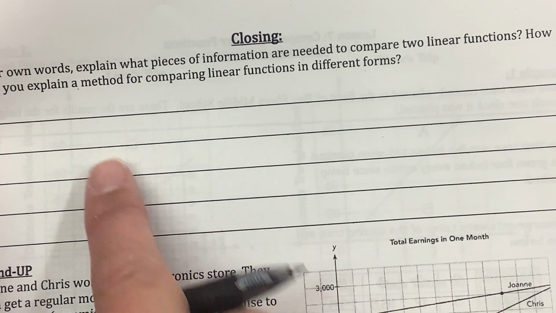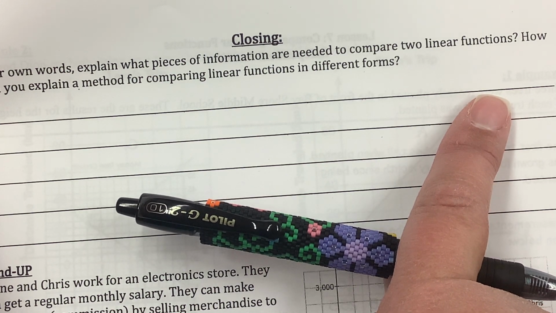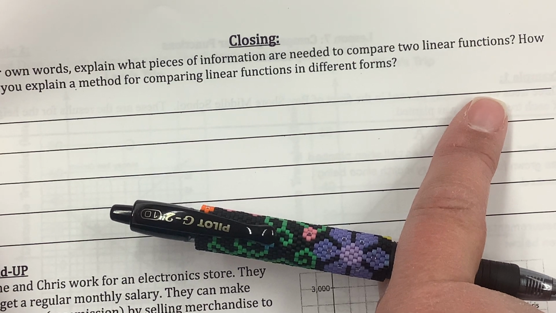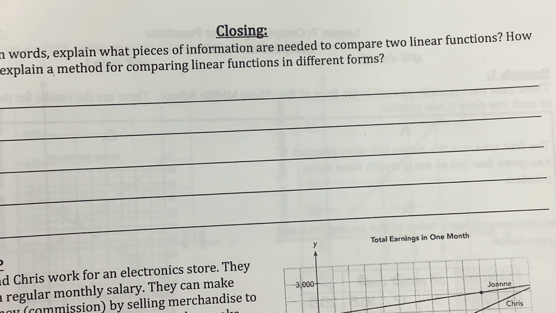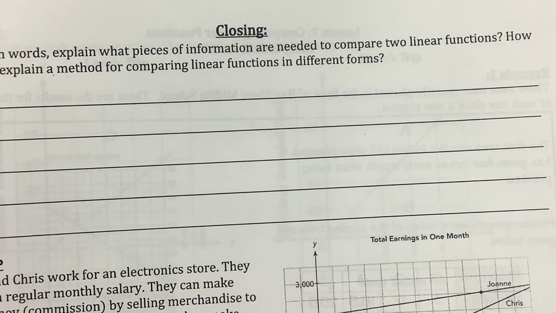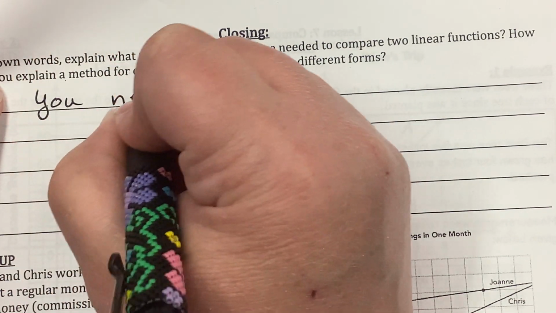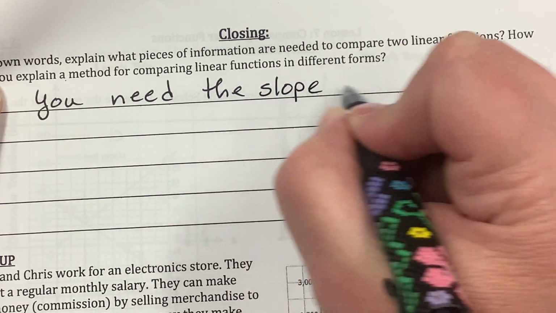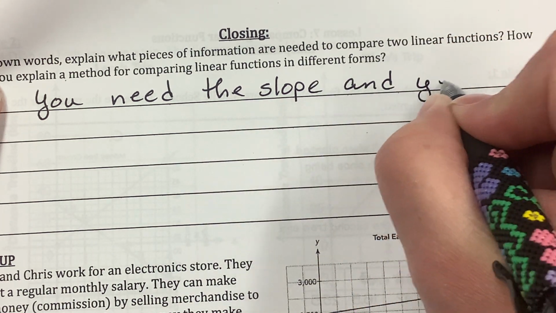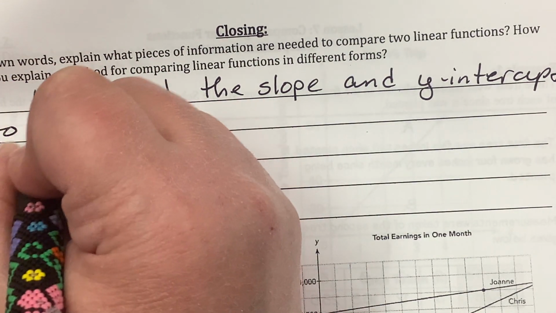Closing. All right, in your words, explain what pieces of information are needed to compare two linear functions. How would you explain a method for comparing linear functions in different forms? Well, we keep looking for the same thing over and over and over again. We need the slope and the y-intercept to compare functions. So, let's write that down. You need the slope and y-intercept to compare functions.